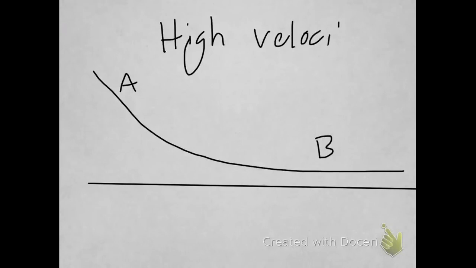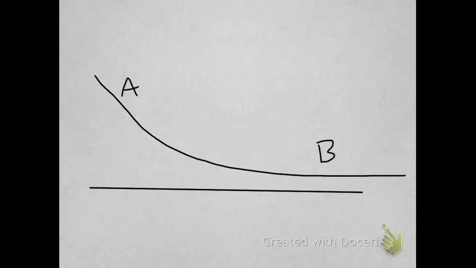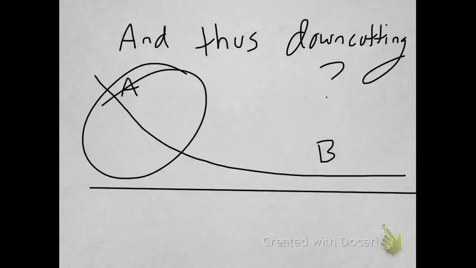Okay, between A and B, which choice is going to represent high velocity water, water that's flowing very fast? So that's A. And where are you going to find low velocity water? Well, yeah, that's all the choices you got, it's B. Okay, this may be the final one here. And thus down cutting. Which one is going to have water that's down cutting into the rock? So that is at letter A.